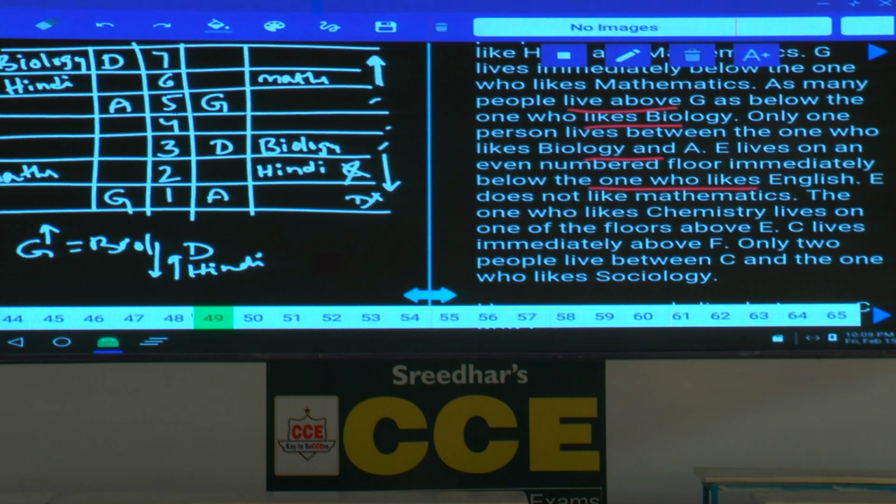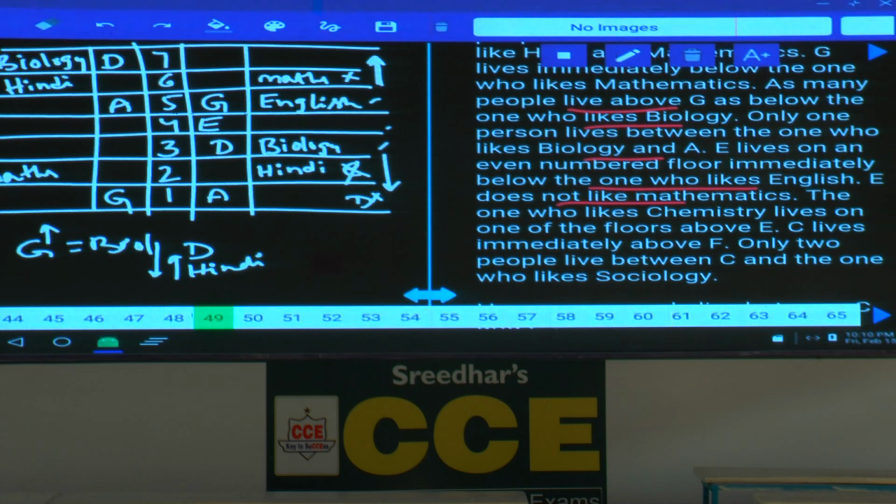Hence, E can be either on the 6th floor or on the 4th floor. But one more piece of information is clearly given: E does not like mathematics. As E does not like mathematics, E cannot be on the 6th floor, and E cannot be on the 2nd floor. Hence, the only even number floor left over is the 4th floor. Hence, E must be here. If E is here, E does not like mathematics, and E lives on an even number floor immediately below the one who likes English, and the one who likes English is staying on floor number 5, isn't it?